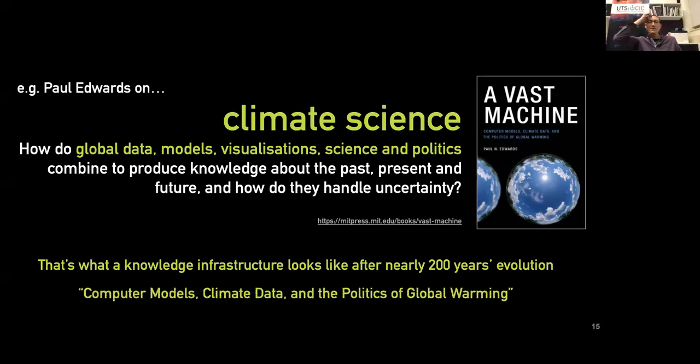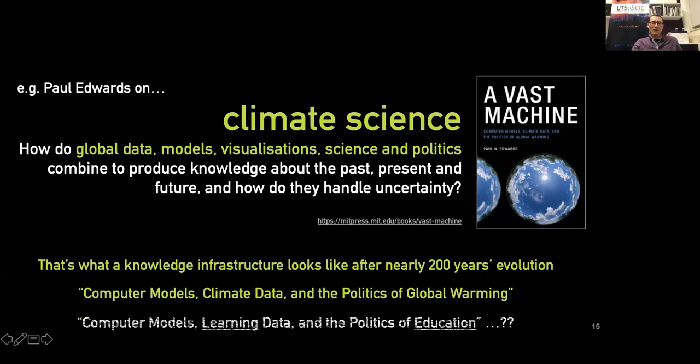Now, the subtitle for this book is Computer Models, Climate Data, and the Politics of Global Warming. And it struck me that we might just fiddle with that title and say, what if it... Can we imagine in the future a vast machine that operates at different scales that allows us to talk about what works in education and what should be informing policy?